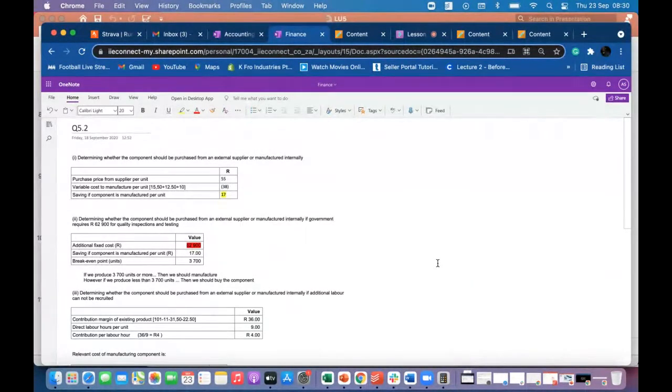Then the second bit, they say, assuming government legislation requires the company to undertake quality inspections and testing costing 62,900 per annum, not included in the expenses above. Based on that information, that's basically like a fixed cost now, because you have to pay it. We need to obviously meet this legislative criteria. So basically our costs are going to go up. Should we actually continue to produce this product, or should we allow it to be produced externally?